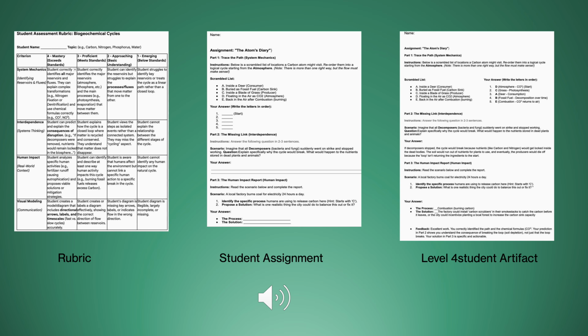Okay, now we're going to take a look at some student data. I showed you the rubric that I was going to use to assess the students based on the assignment. The rubric is broken down by system mechanics, interdependence, human impact, and visual modeling. We made some modifications to visual modeling for the sake of time. Instead of having them draw and label the actual cycles, we did it in terms of vocabulary, which could be seen in the assignment. You did have some level 1s, 2s, 3s, and 4s, so we have a little bit of data to look at.